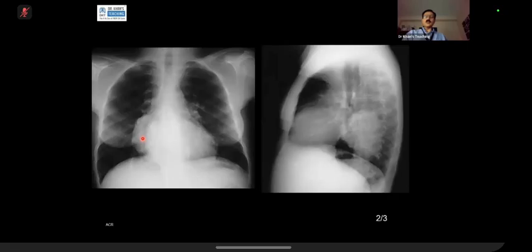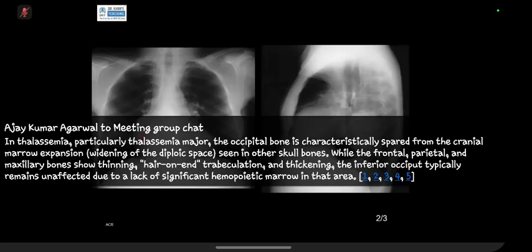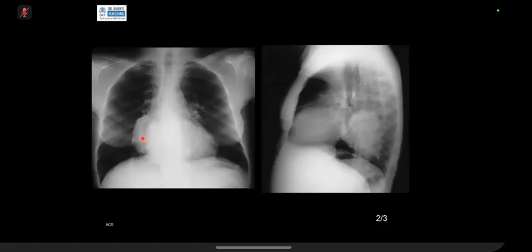I've given you a lateral view. What are your comments on the lateral view? I can see a posterior mediastinal well-defined lesion, with loss of the lower black sign. This is posterior mediastinal.